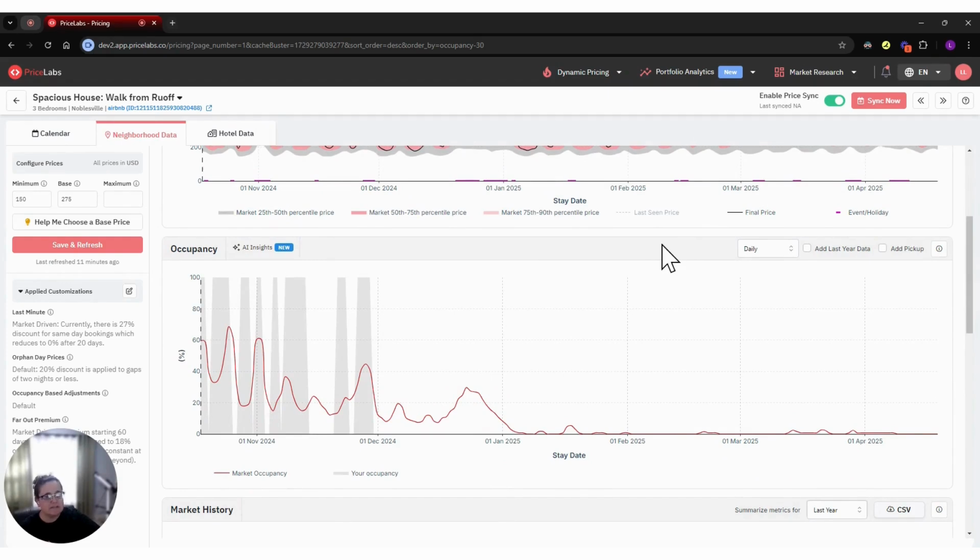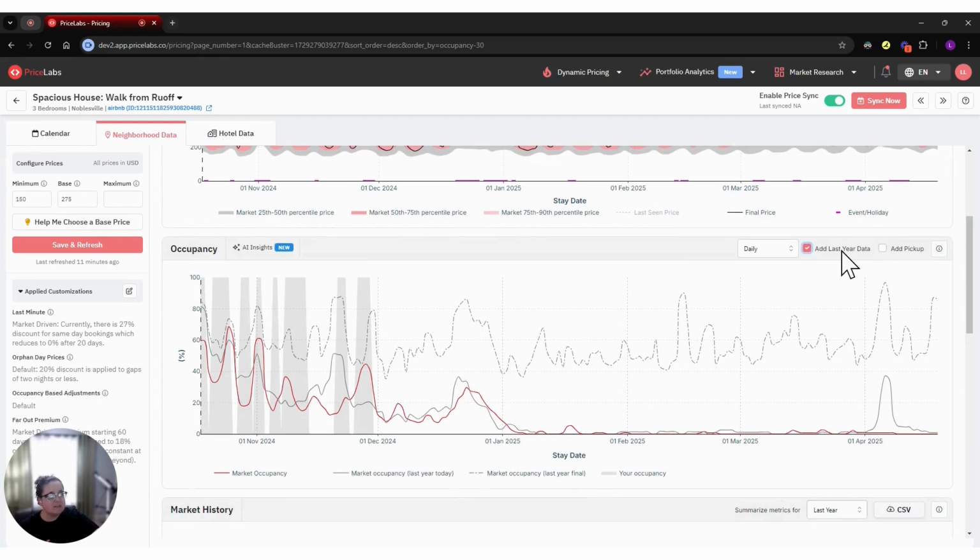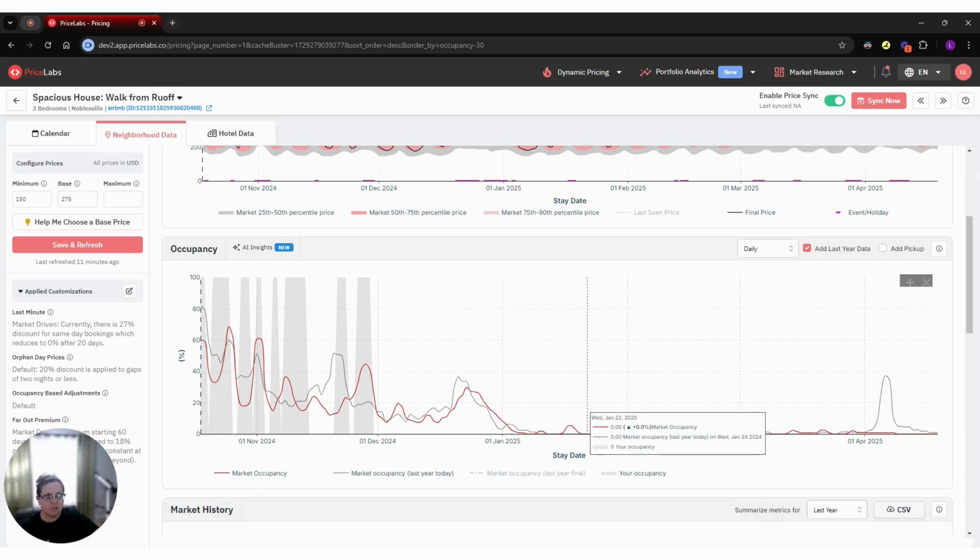So this is super duper useful. I really like adding this last year's data here just to make it a little bit more useful to myself. What this shows you is a couple of things. I'm going to clean this up a little bit while explaining it so that we can understand what's going on. So the red line is going to be your current market's occupancy. So as of today, what the occupancy looks like in your market for the future. How many bookings have been made for each specific day out of all of the listings available, etc.